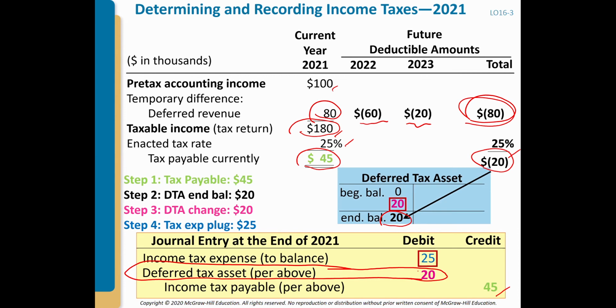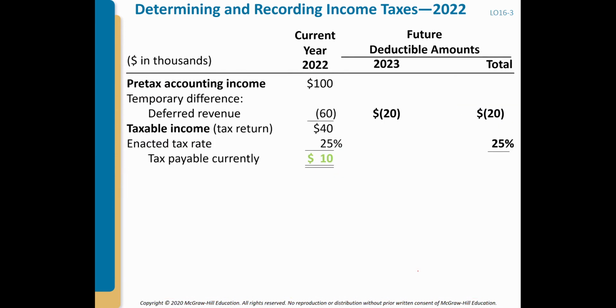Question at this moment? Okay, if not, let's talk about 2022. In 2022, we're allowed to deduct that 60. So that's why taxable income is only 40. We only pay tax on 40.